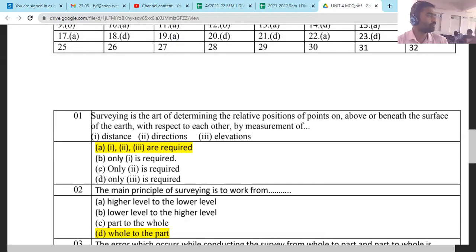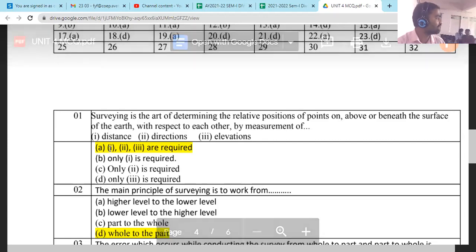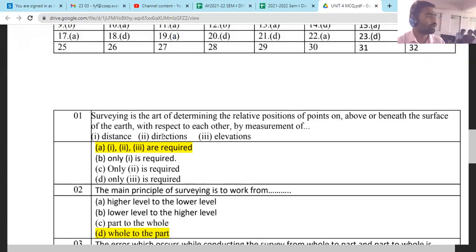We are measuring distances, we are measuring directions, we are measuring elevations. So distances are also called linear measurements. Directions are also called angular measurements, and elevations are also called linear measurements. Elevations, height. Okay, elevation of this slab with respect to this floor, how much? It is 4 meter or 5 meter. Then elevation of this floor with respect to this slab, it is 4 meter or 5 meter depth.